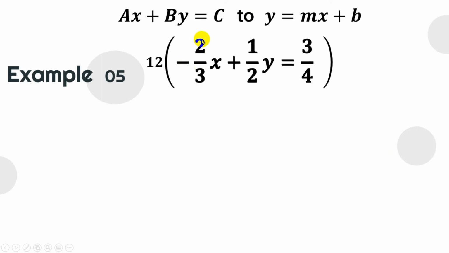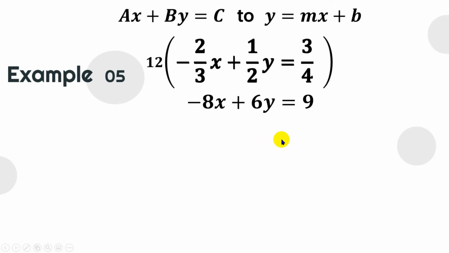So, 12 times negative 2/3 is, kakaroon tayo ng cancellation. 12 divided by 3 is 4. 4 times 2 is 8. So, we have negative 8x. Then, sa 1/2, times natin sa 12. Again, 12 divided by 2 is 6. Times 1 is 6. And then, on the right side, 12 times 3/4 is 12 divided by 4, that is 3, times 3 is 9. So, ito na ngayon yung ating simple linear equation for this example number 5.